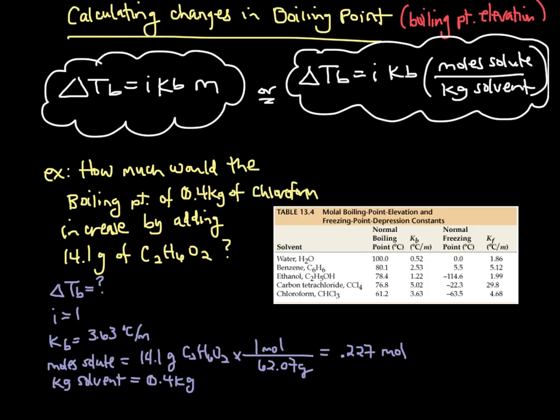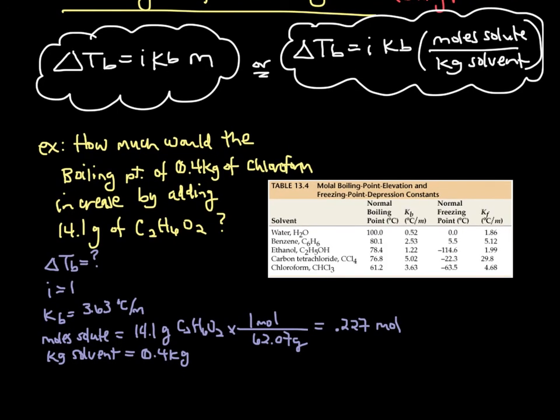So let's look at what we've got here. We're looking for the change in boiling point. For our Van't Hoff factor, our solute right here is a covalent solute, so the Van't Hoff factor is 1. For Kb of chloroform, our solvent, find chloroform on the list and find its Kb value, and you'll see that it's 3.63 degrees Celsius per molal. Moles of solute: we were given 14.1 grams of C2H6O2, so we need to turn grams into moles, and we get 0.227 moles. And then our kilograms of solvent was 0.4 kilograms.